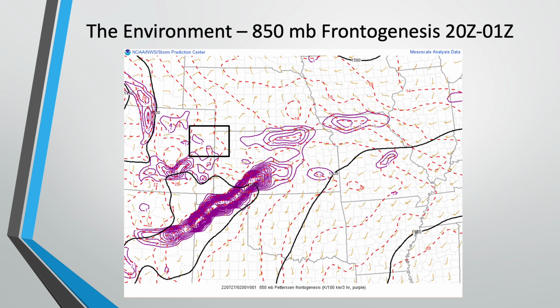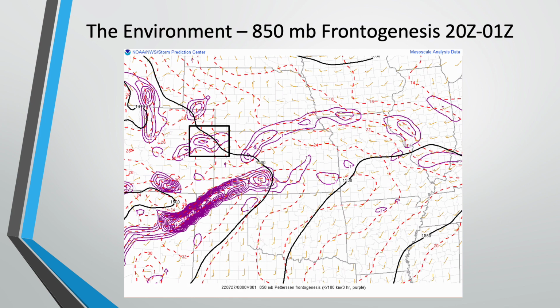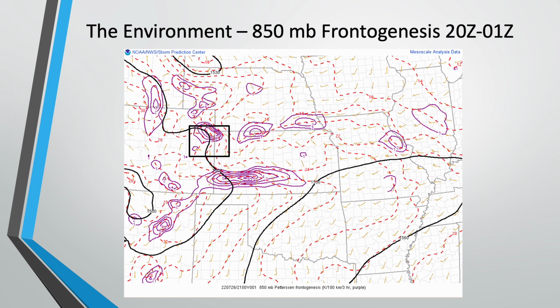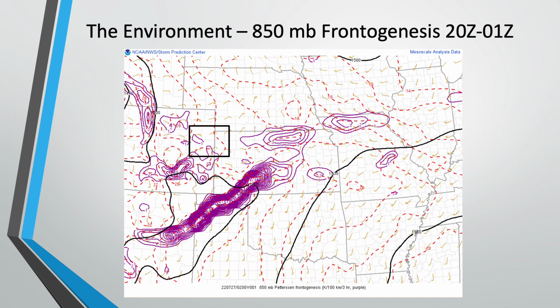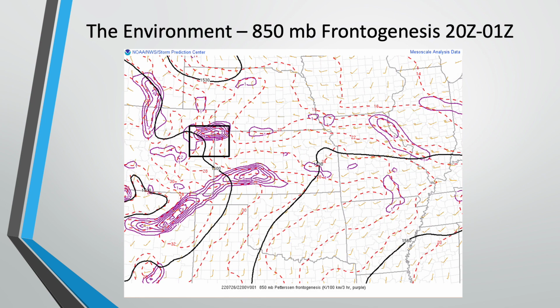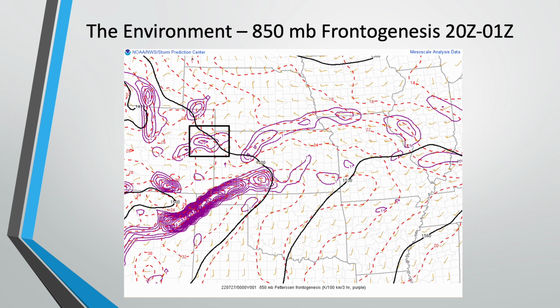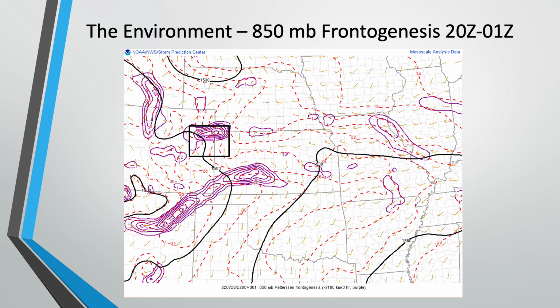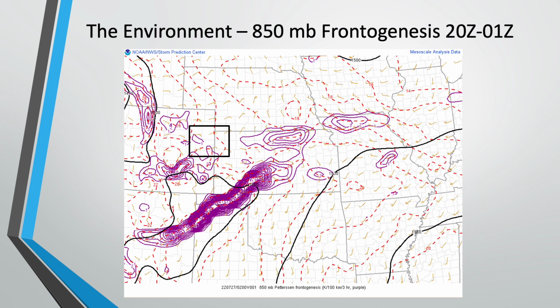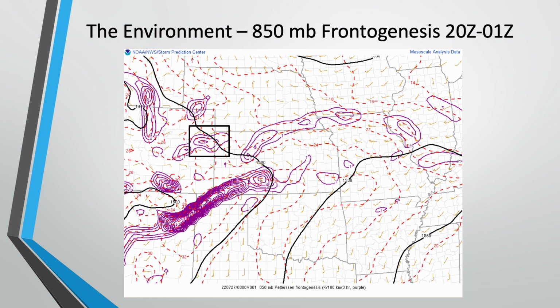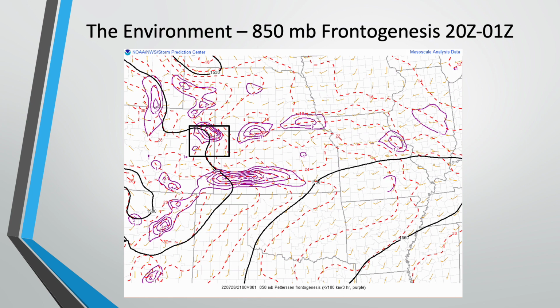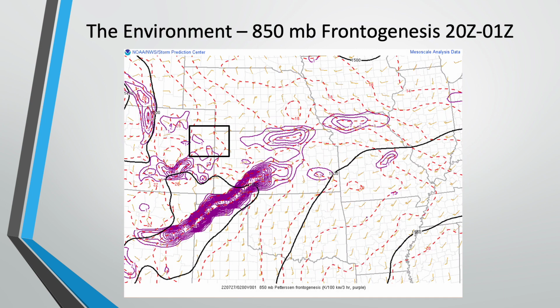Looking at the frontogenesis, we are aware we had that near stationary boundary. Well, this shows you where that frontogenesis set up. It peaked right before it moved into Kit Carson County, about the 22 to 23Z time frame, and then began to weaken around 0Z and later, as it's moving along and south of the interstate.